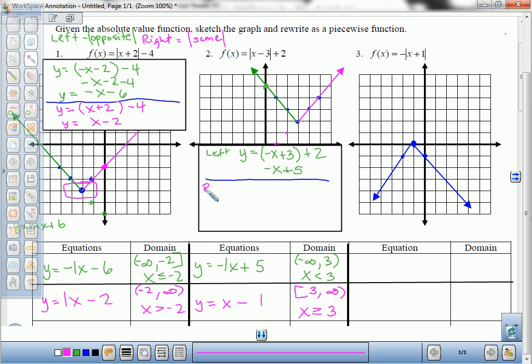So for the right side, we don't do the opposite, we do the same. So for the right side, we would do the same. And we get y equals x, -3 plus 2 is -1.